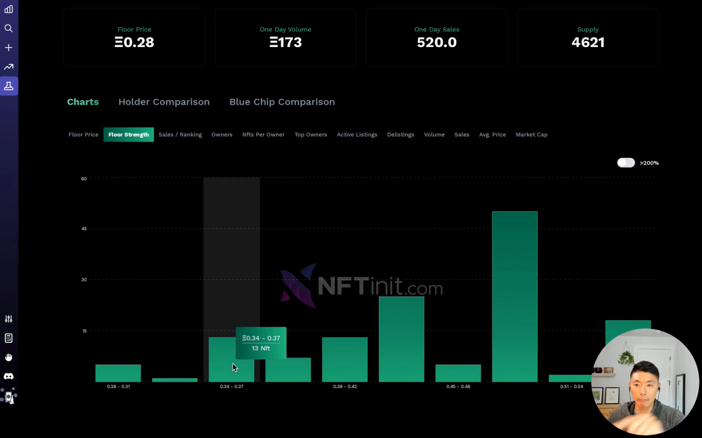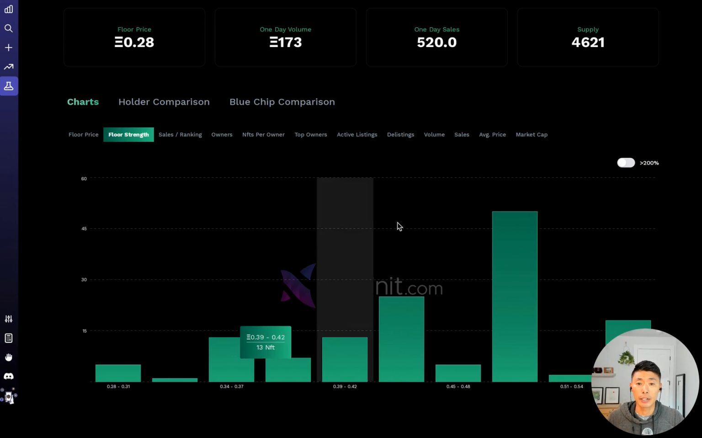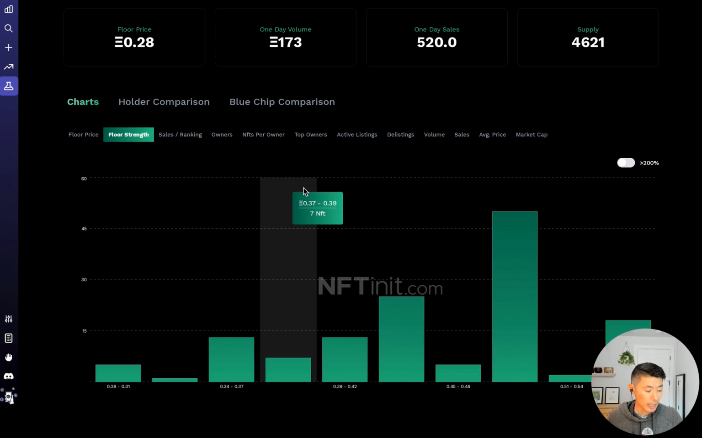So this is something that NFT Init shows, and I think it's a really helpful thing to check if you're evaluating a project, saying, all right, do I want to buy into this? What does the upside look like? How many are listed at the floor? And then how hard would it be for that floor price to move up?